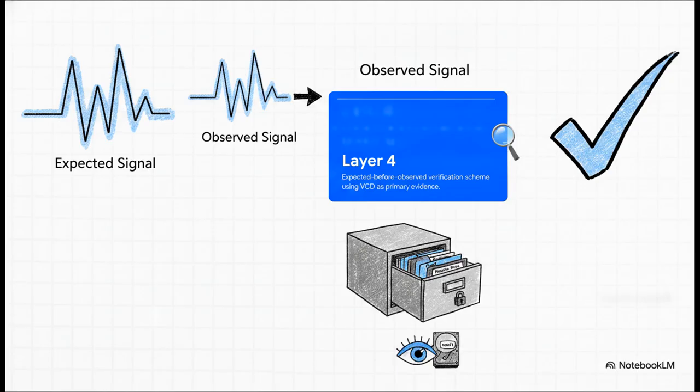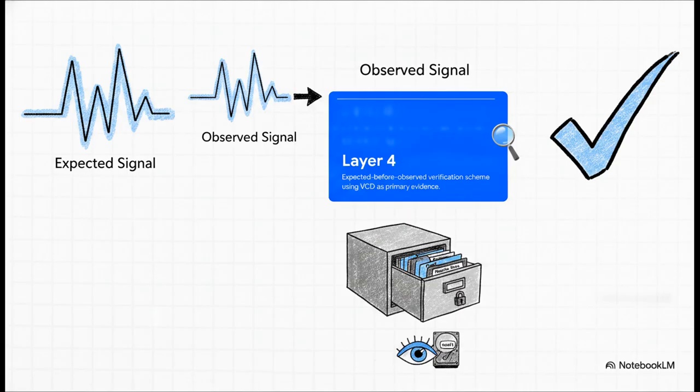Now, to catch this ghost, the engineers couldn't just guess or tweak things blindly. They needed a proper interrogation room. So the crucial point is that Layer 4 isn't just some basic testing suite. It's an incredibly rigorous, expected before observed verification scheme. You have to predict exactly what the waveforms, the VCD files, should look like before you ever even peek at the results. It's an honest cabinet of proof designed to record cold, hard facts.